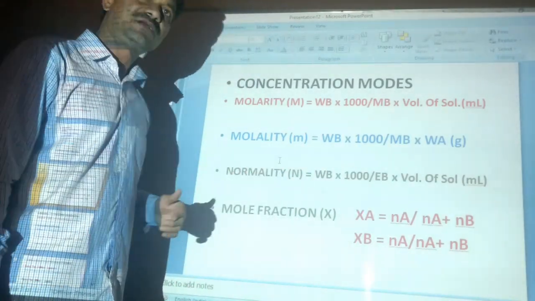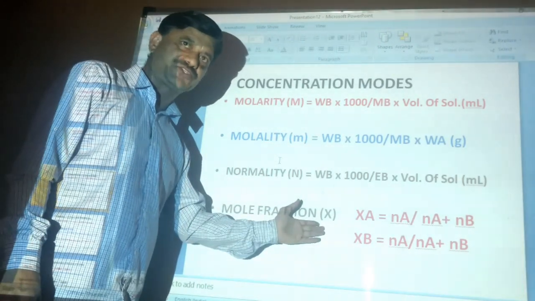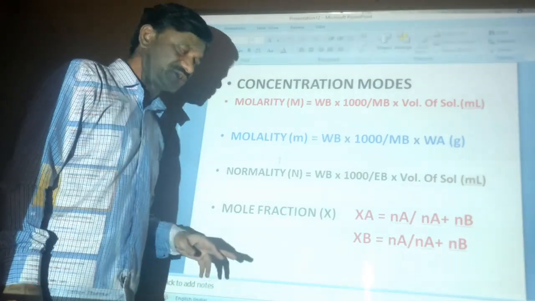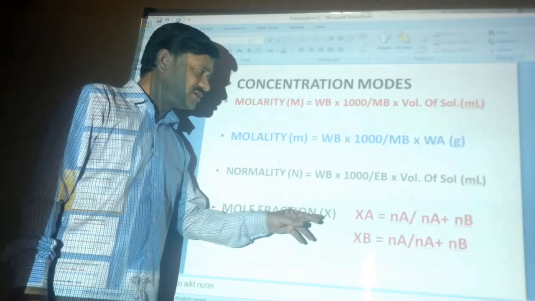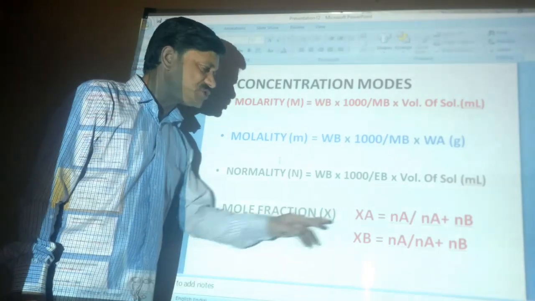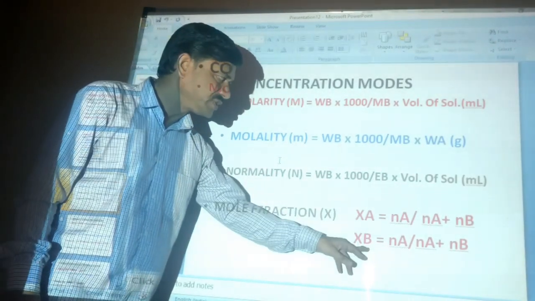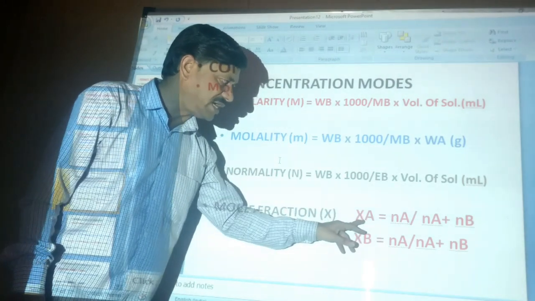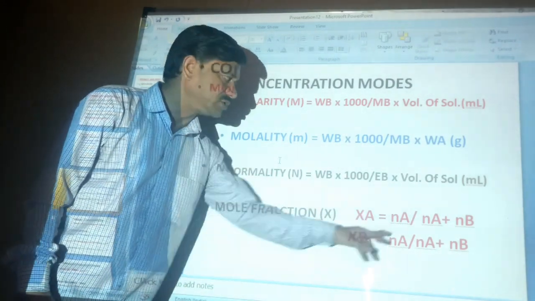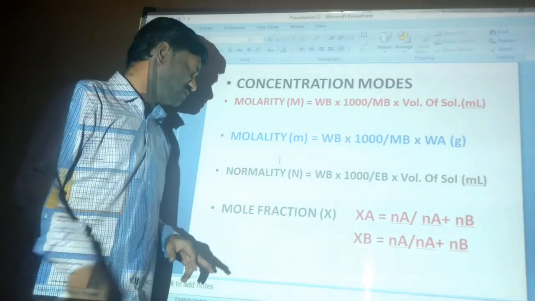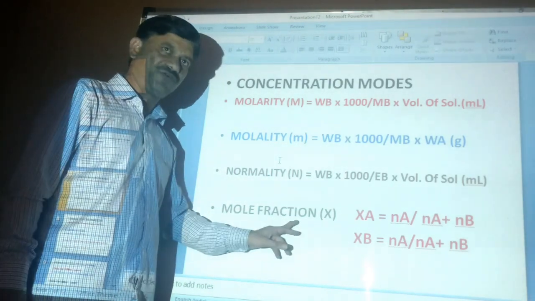So what is the fourth one? It is known as mole fraction. It is denoted by the symbol X. What is mole fraction? It is the ratio of, which ratio? As we see here, the number of moles of that component to the total number of moles in the solution. That ratio gives you the mole fraction.